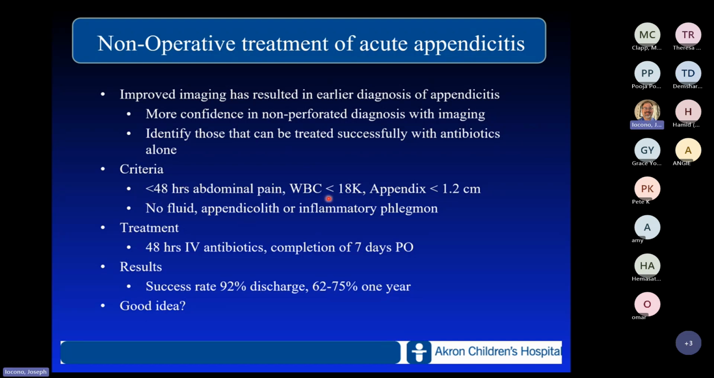Less than 40 hours of abdominal pain, white count less than 18, appendix less than 1.2 centimeters. If you have free fluid, appendicolith, or an inflammatory phlegmon on any of your imaging studies, non-operative treatment for acute appendicitis will fail. The treatment is IV antibiotics for 48 hours and 7 days PO. Success rate is about 9 out of 10 in the right chosen kid to discharge, but a third of them will lose their appendix in a year.